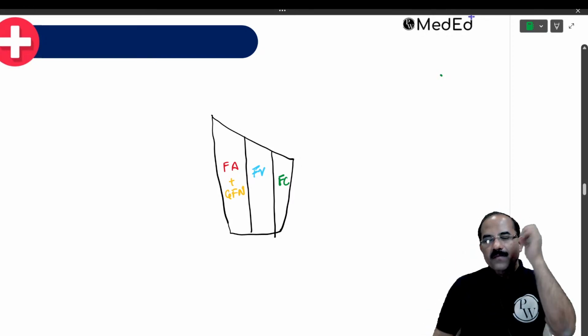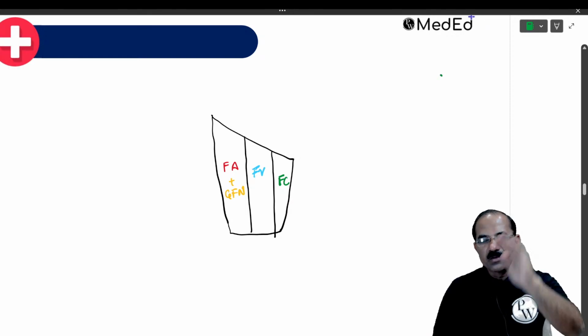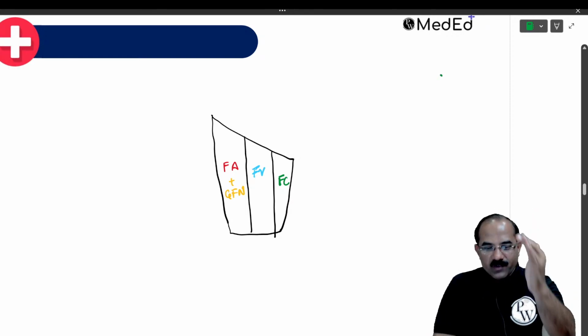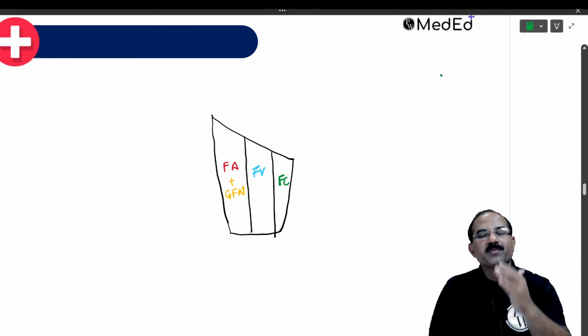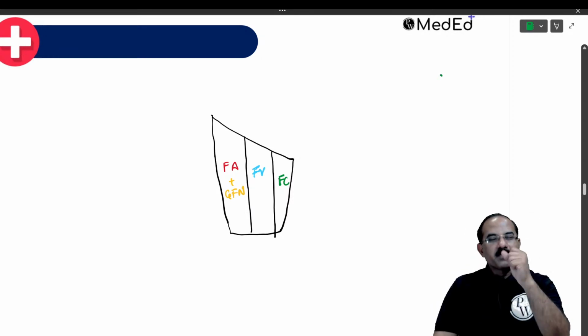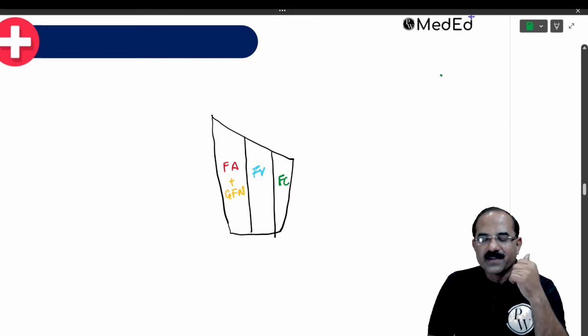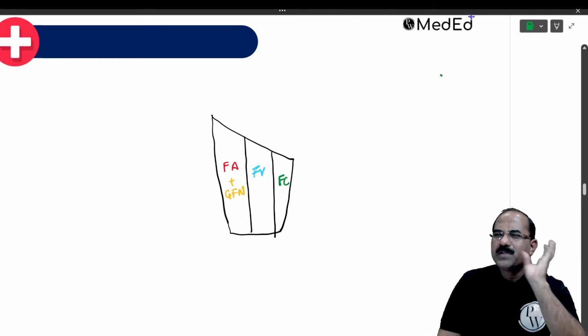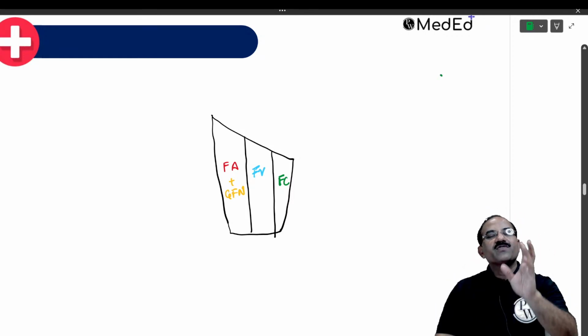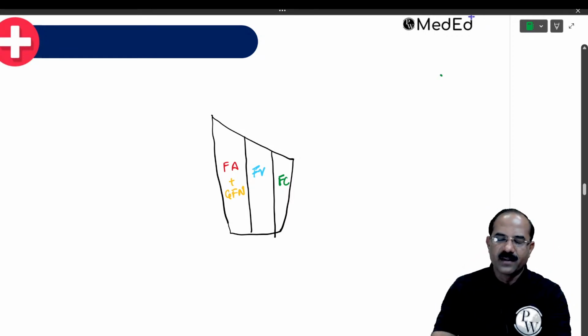Once again, lateral compartment में क्या होता है? Femoral artery plus the femoral branch of genitofemoral nerve. Intermediate compartment में क्या होगा? Femoral vein. And medial compartment empty होता है, खाली होता है. What is that known as? Femoral canal. Femoral canal, right?